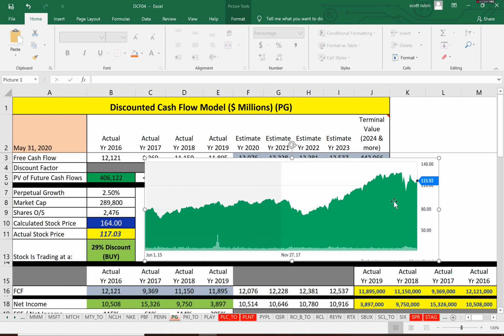So everyone has their own opinion on the stock market and on the value of a stock. This is my model.